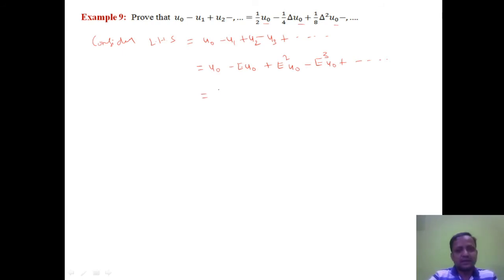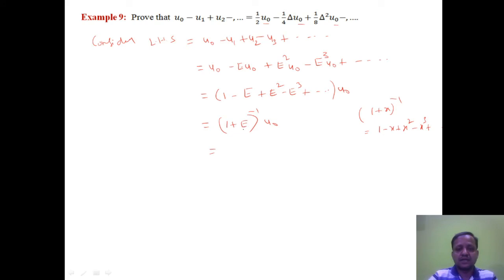Now you can take u0 common: 1 minus E plus E square minus E cube plus and so on, acting on u0. This one is nothing but the binomial expansion of 1 plus E whole power minus 1. Here we know 1 plus x whole inverse is equal to 1 minus x plus x square minus x cube, and so on.